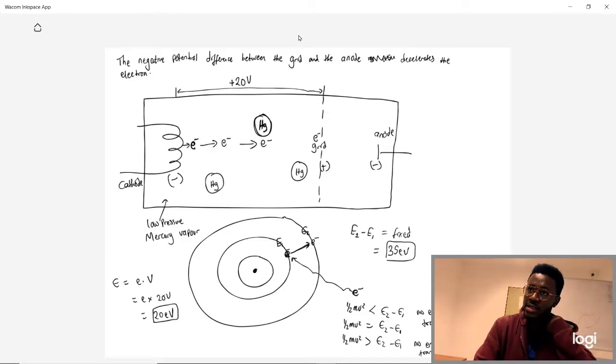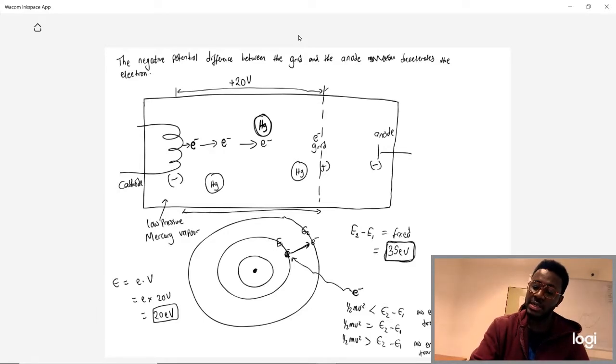Yes, the energy that the electron has is less than the 35 electron volts that is needed to excite the mercury atom. There will be no energy transfer. Yes, there will be no excitation, exactly. So the electron is going to pass through the cathode and anode region, and it's going to start going towards the anode, right?